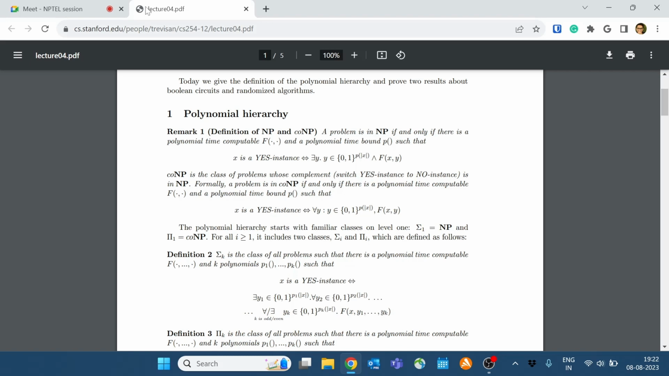Your voice is breaking, but I am able to understand it. I do not find any flaw here. If you simplify this right hand side, it simply says that there exists a y for which f of x, y is equal to 0. That's it. What I'm going to do is take y equal to 0 to the p size of x plus 1. This is my y, and my claim is this y satisfies this.